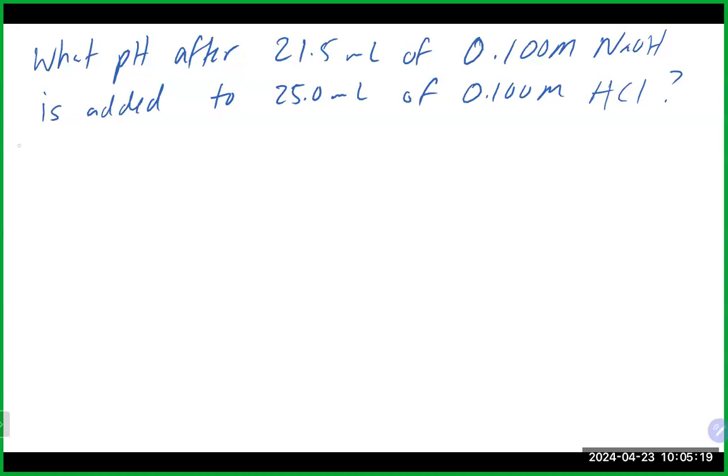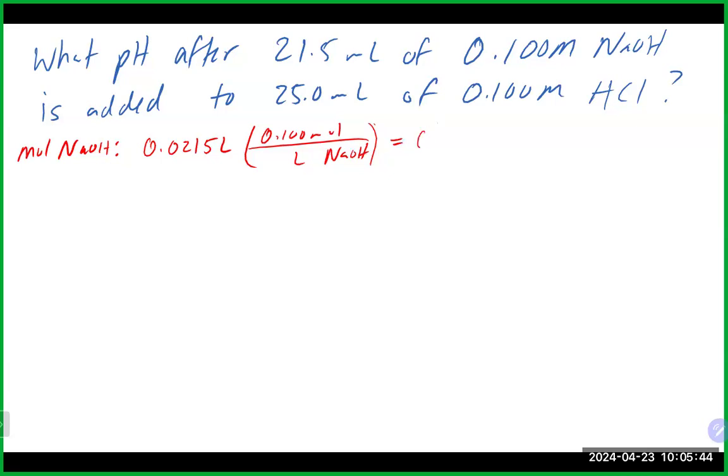So we'll start with the moles of our sodium hydroxide. We do need to convert our volume into liters, so that's 0.0215 liters. We're going to times it by the molarity of our sodium hydroxide, which is 0.1 moles per liter. 0.0215 times 0.1 gives us 0.00215 moles of sodium hydroxide.